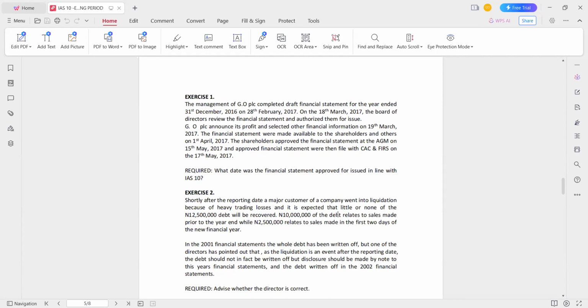So now, can you also answer what is the event after the reporting period? Which of those periods? Can you give us the range? And if any event occurs within that period, is it in line with IAS 10? What is the period, based on your answer, as required by IAS 10? 31st December 2016 to 18th March 2017. Thank you very much. That is the period covered by IAS 10.